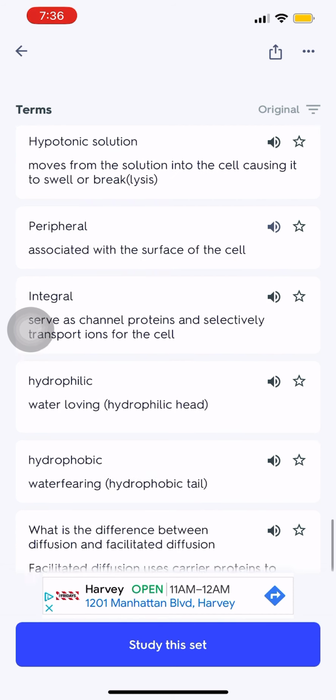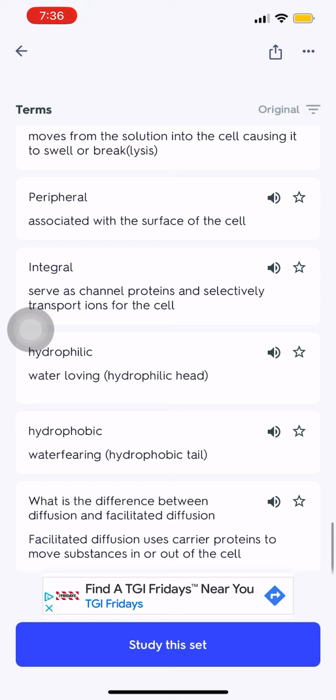Peripheral, associated with the surface of the cell. Integral, serve as channel proteins and selectively transport ions for the cell. Hydrophilic, water-loving. Hydrophobic, water-fearing.